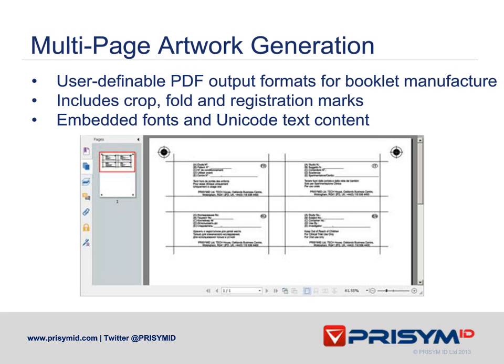The user-definable output formats can include crop marks, fold marks, registration marks for colour printing, depending on the requirements and processes of the manufacturer. All PDF artworks are produced with embedded fonts to avoid downstream rendering issues. Selectable text content can be transposed into other systems, such as booklet manufacturers' vision systems, to ensure the final printed content is 100% correct.